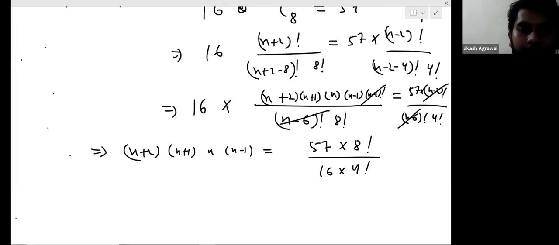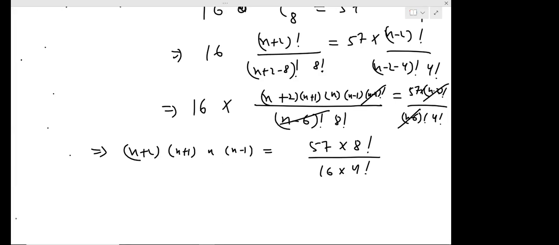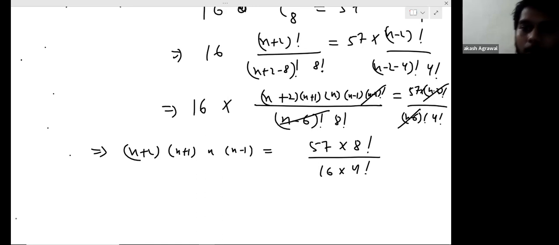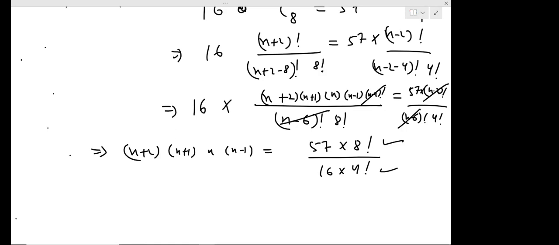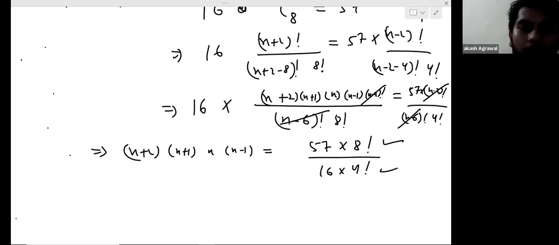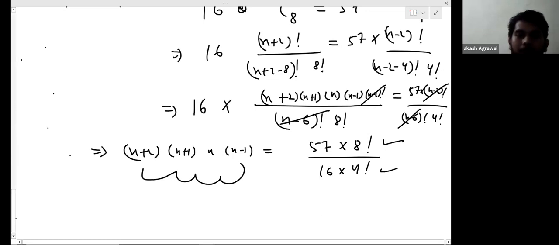Okay. So now you can just open these factorials. Things will be cancelled out. You'll get the answer. Okay, sir. No doubts. Remember that method, for 4 consecutive multiplication. Okay. Yes, sir. All right.